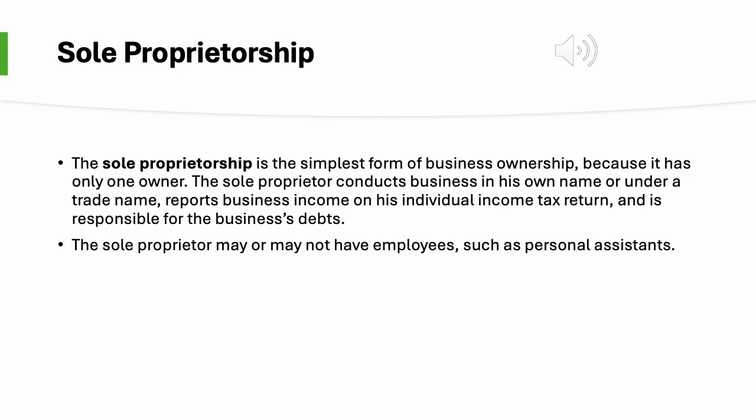Sole proprietorship. The sole proprietorship is the simplest form of business ownership because it has only one owner. The sole proprietor conducts business in his own name or under a trade name, reports business income on his individual income tax return, and is responsible for the business's debts. The sole proprietor may or may not have employees, such as personal assistants.